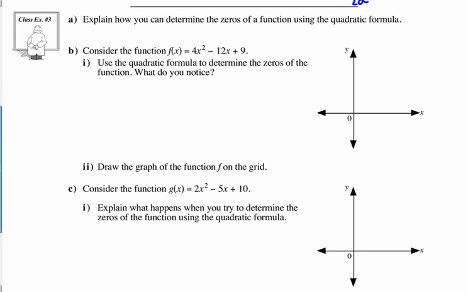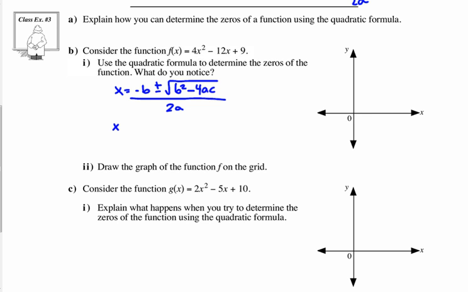Okay, so going back to our question, let's look at number 3. Explain how you can determine the zeros of a function using the quadratic formula. So let's use the quadratic formula here. Quadratic formula is x equals negative b plus or minus the square root of b squared minus 4ac all over 2a.